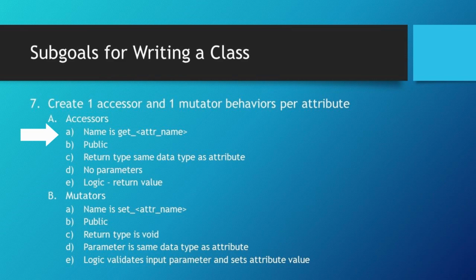For accessors, the name is usually get followed by the attribute name. They are always public. They need to return the same data type as the attribute's data type. They usually have no parameters, and the logic is to just return the value of the instance attribute.